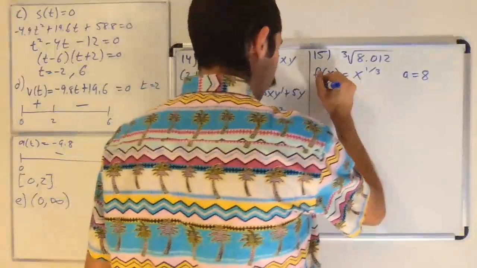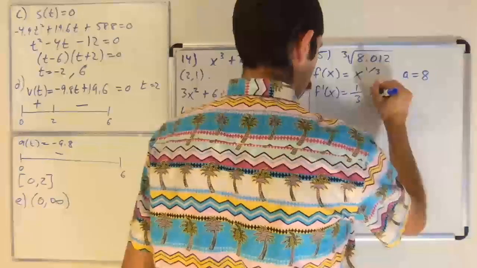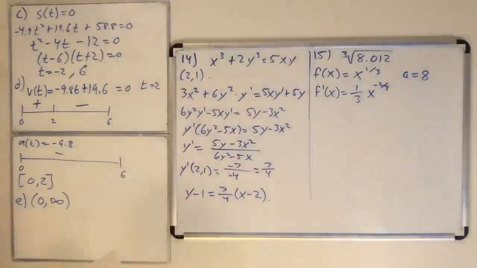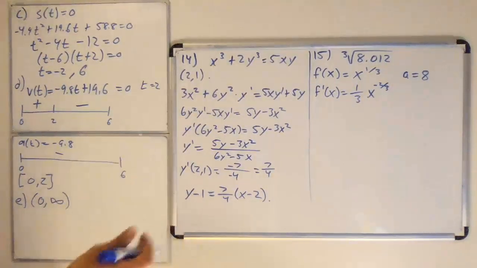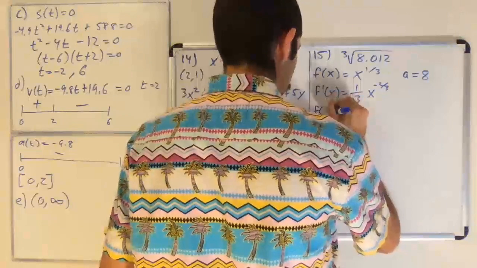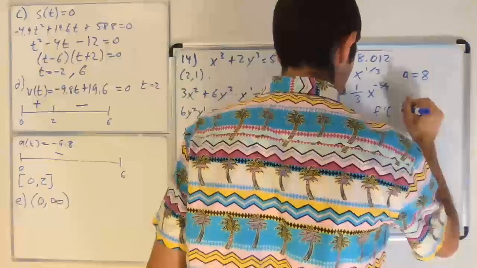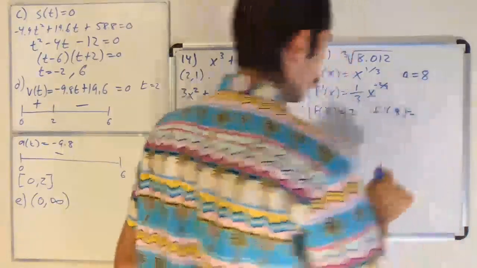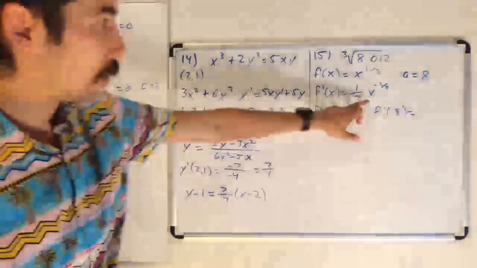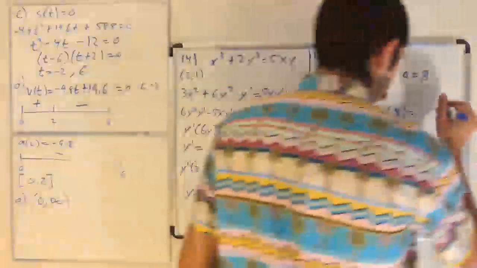We need the derivative. And now we need the function and the derivative evaluated at a. So f of 8 equals 2, and f prime of 8 is equal to, well, 8 to the negative 2/3 is 1/4. So this is 1/12.